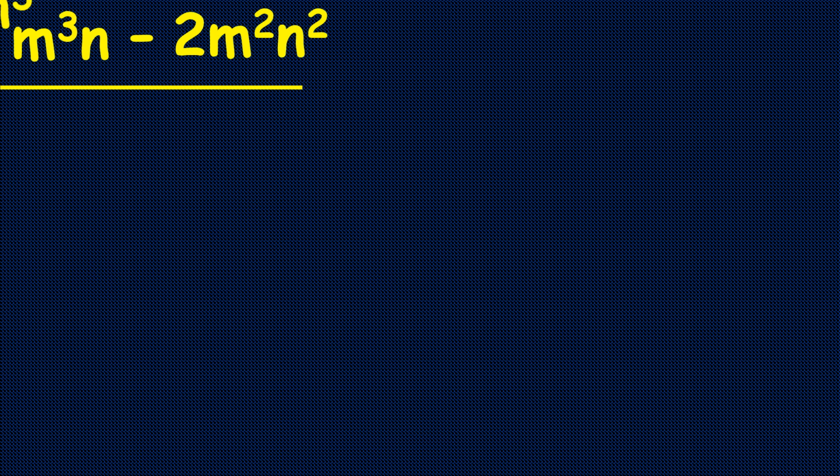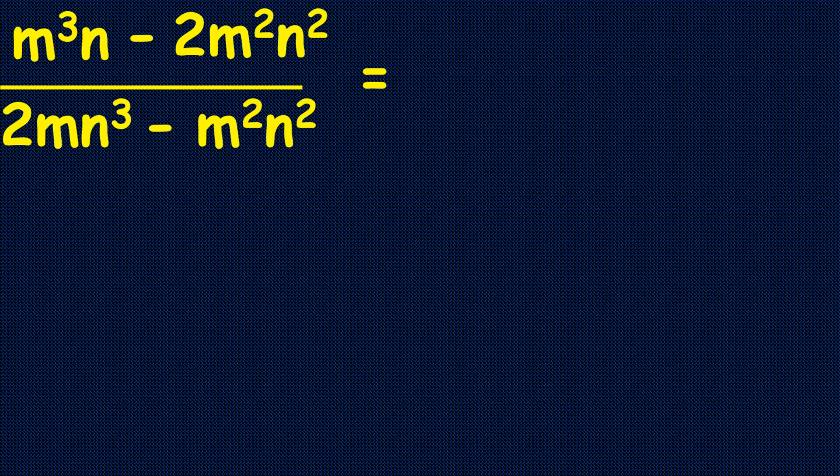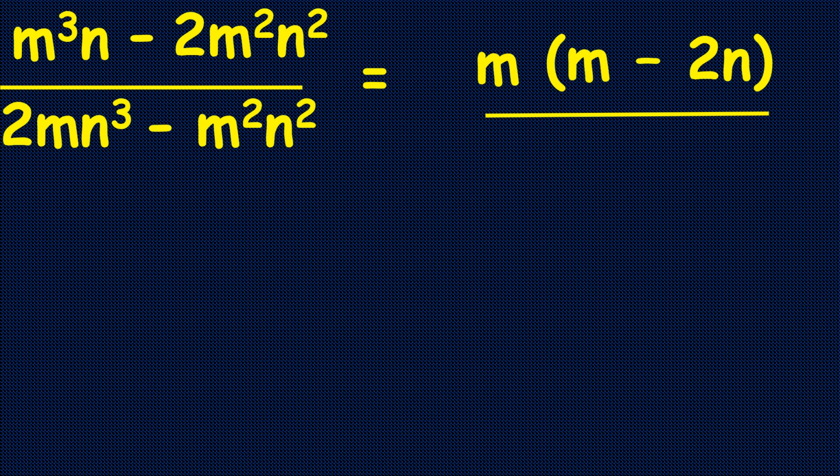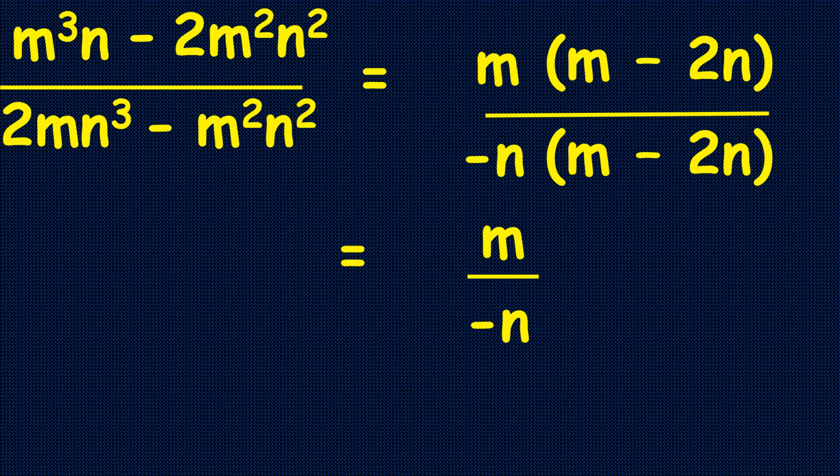And then you have m over minus n. So you have m over minus n, which is also the same as m over n with the negative sign, so minus m over n. So our solution to this particular algebraic problem is minus m over n. Thank you.